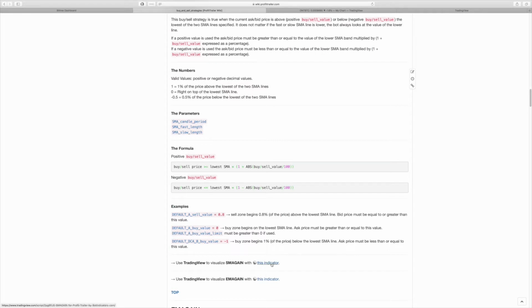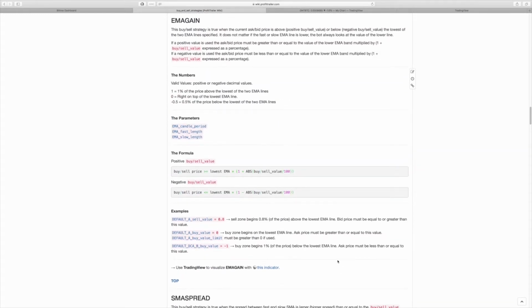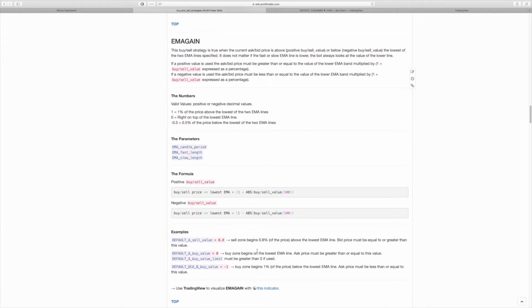There are a couple of ways to visualize SMA gain and EMA gain. It's talking about using the bot indicators on TradingView. We will go to that in a little bit. Before we get into that, I'm just going to show you the EMA gain. This is almost exactly the same. I mean, everything else here is exactly the same. The only difference is you're using an exponential moving average versus a simple moving average. So the curves will look a little bit different. I'll show you both of them on the charts.